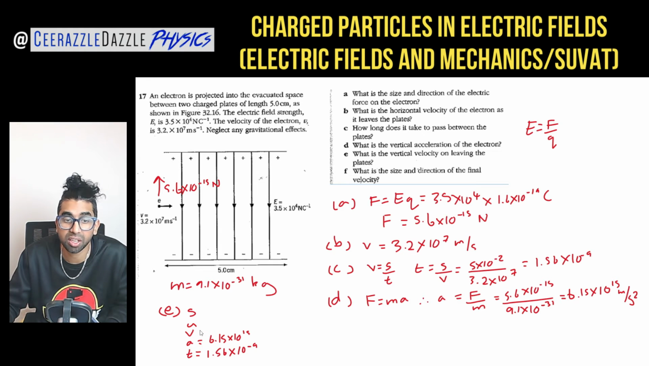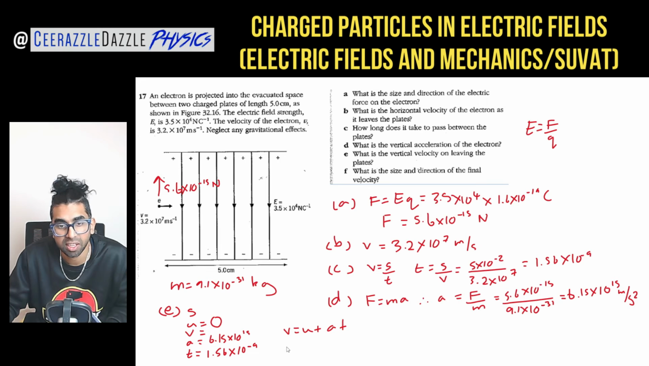And then finally, the initial velocity in the vertical plane was what? Well, initially it was only moving horizontally, so the initial velocity in the vertical plane is 0. Now all you're trying to do is find v, so we can use the formula v equals u plus at. So v is equal to the initial velocity 0 plus 6.15 times 10 to the power of 15, times the time taken, 1.56 times 10 to the minus 9.